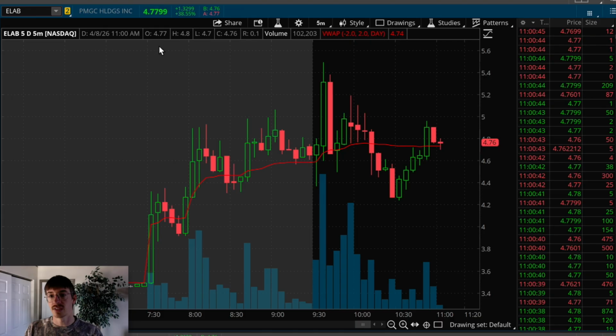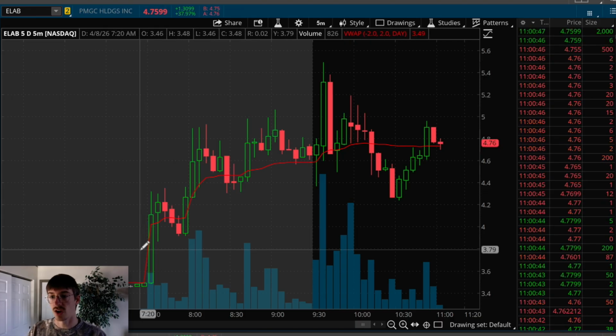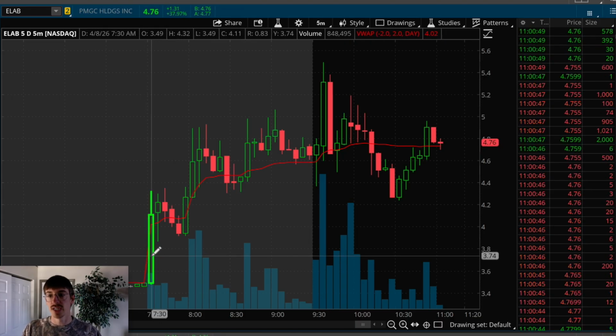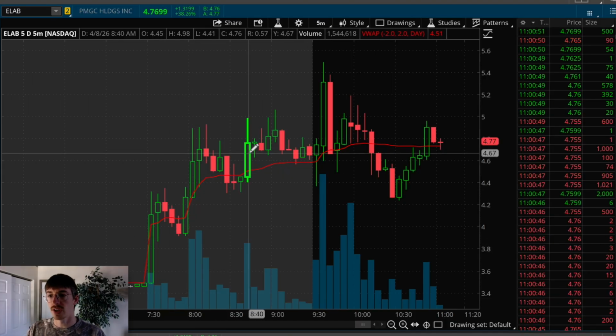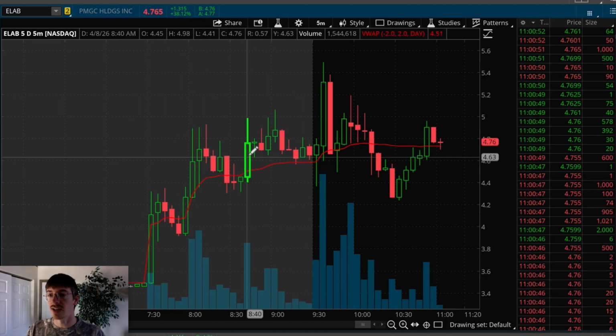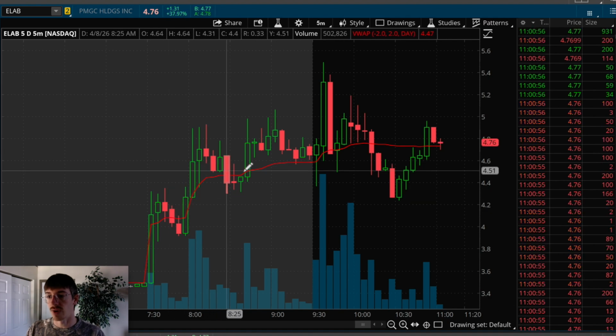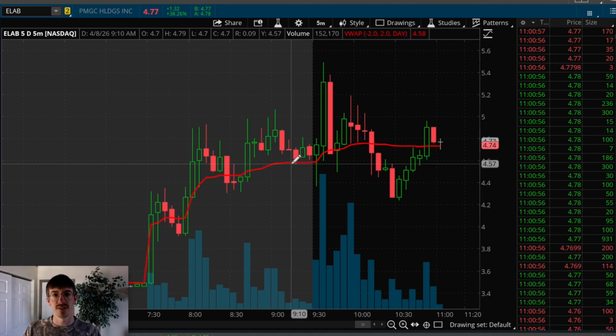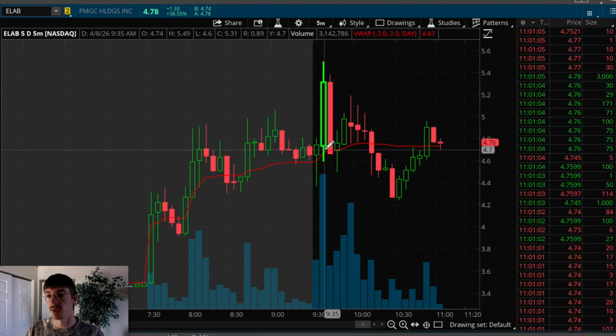So this trade in the stock ELAB, this was a stock that was gapping up in the pre-market session, showing a lot of strength in pre-market into the open. We can see higher highs and higher lows climbing around the VWAP. And this is kind of exactly what I want to see on the shorter term time frame, at least, for a potential gap and go once the market opens.